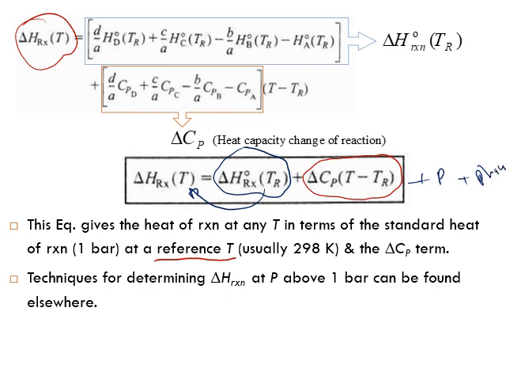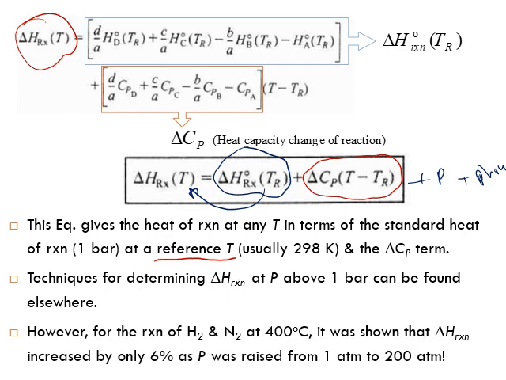Tamam? Okay, nevertheless, techniques for determining delta H reaction at pressure above 1 bar can be found elsewhere. So we're not going to discuss it here. Tamam? However, for the reaction of hydrogen and nitrogen at 400 degrees C, it was shown that delta H reaction increased by only 6% as pressure was raised from 1 atmosphere to 200 atmosphere. So an increase of 200 times in pressure increased the delta H reaction by only 6%. So that means delta H reaction is not a strong function of pressure.